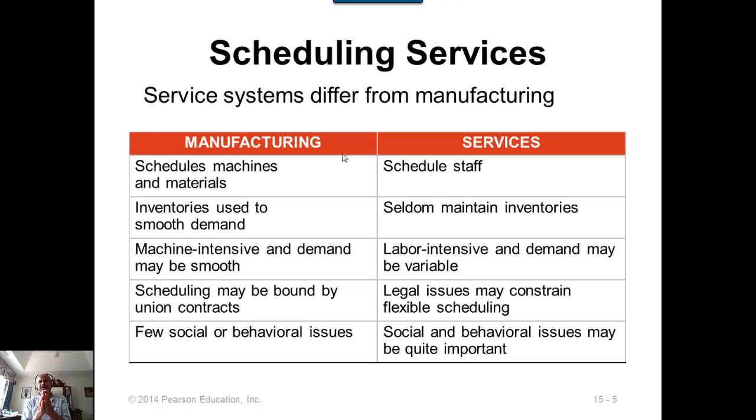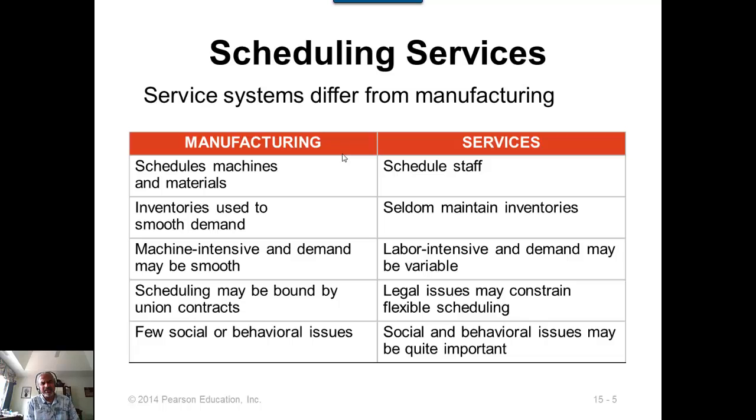Now, scheduling in services has some important differences. In manufacturing, the scheduling is mainly for machines: what job should be assigned to what machine. Whereas in services, scheduling is more towards scheduling staff. You need to make sure that your service operations are staffed adequately. Inventories are used in manufacturing quite a lot. You look at the work in process inventory to determine what kind of schedule you need to use, whereas inventory is not an issue in service.